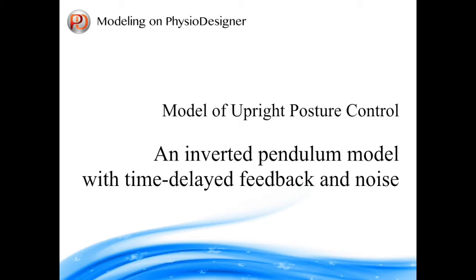In this tutorial series, we are going to create a model of human upright posture control on PhysioDesigner. This time, we modify the model too, which includes time-delayed feedback that we created in the previous tutorial, and introduce additive noise in the ankle torque. Let's begin.